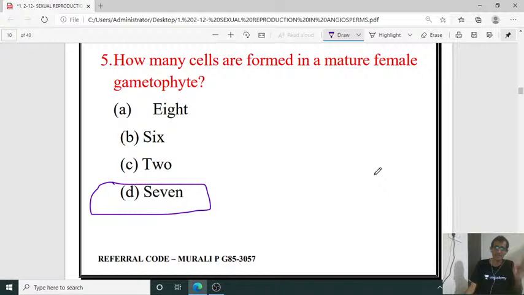So a total of 7 cells are observed in the mature female gametophyte, or embryo sac, with 8 nuclei. 8 nucleated, 7 cell. What does 8 nuclei mean? In the central cell we can observe 2 polar nuclei. So out of 7 cells, 8 nuclei will be there. Out of those 7 cells, only the central cell is diploid. The 3 antipodal cells, egg cell, and 2 synergids are haploid. So the right answer for the 5th one is D.